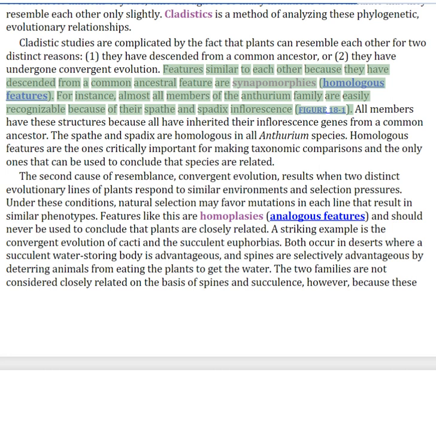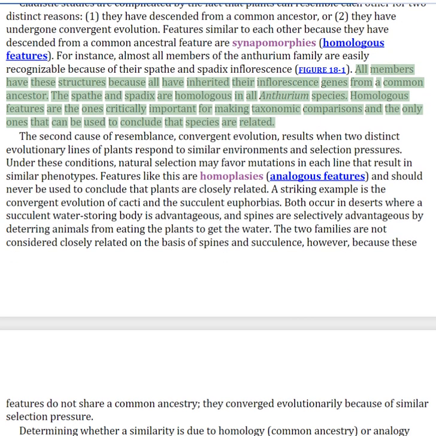For instance, almost all members of the Anthurium family are easily recognizable because of their spathe and spadix inflorescence. All members have these structures because all have inherited their inflorescence genes from a common ancestor. The spathe and spadix are homologous in all Anthurium species. Homologous features are the ones critically important for making taxonomic comparisons and the only ones that can be used to conclude that species are related.